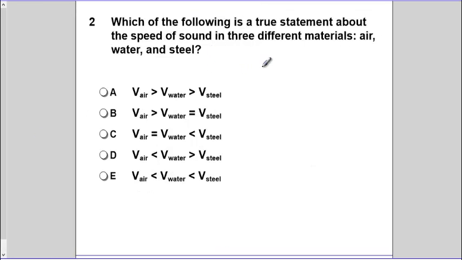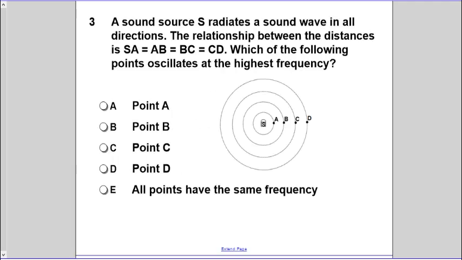Don't worry about it. We stated before that sound will travel differently in different types of materials, air, water versus steel. And we said it travels fastest in steel as compared to air, water being in the middle. So velocity in air is less than that of water, is less than that of steel. So steel is going to be the greatest velocity, and air will be the lowest velocity. So E is the correct answer. Again, you can test yourself and then use this feedback. The speed of the wave depends on the medium or the mechanical properties of that.